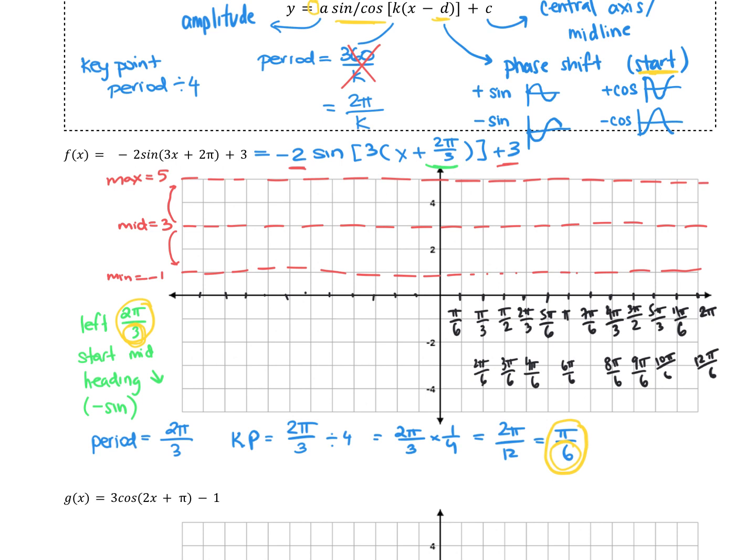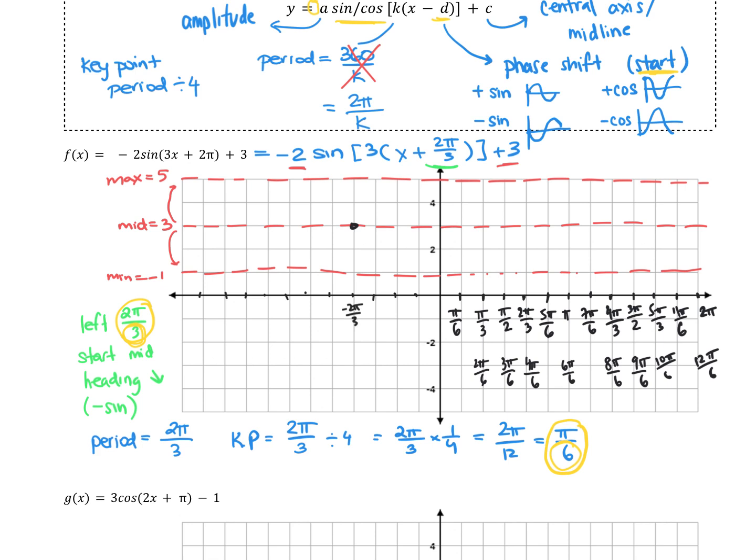And now I can start graphing. We've already established that we're starting 2 pi over 3 to the left, and if I look at my scale here, 2 pi over 3 is 4 boxes away. So if I want to go to my left, I'll just go left 4 boxes and plot my starting point. Here we are. There's negative 2 pi over 3, if I want to label that.